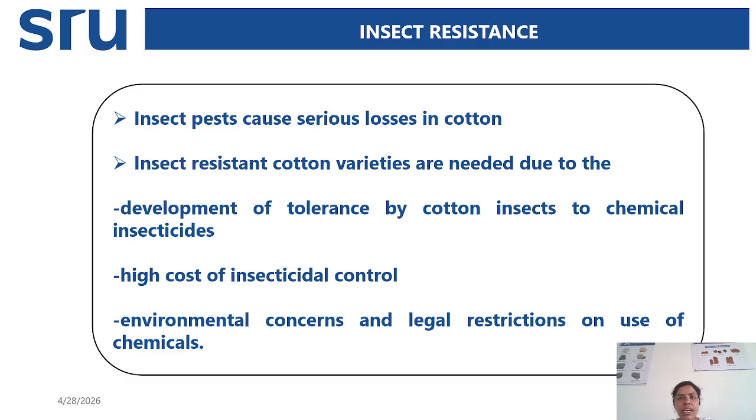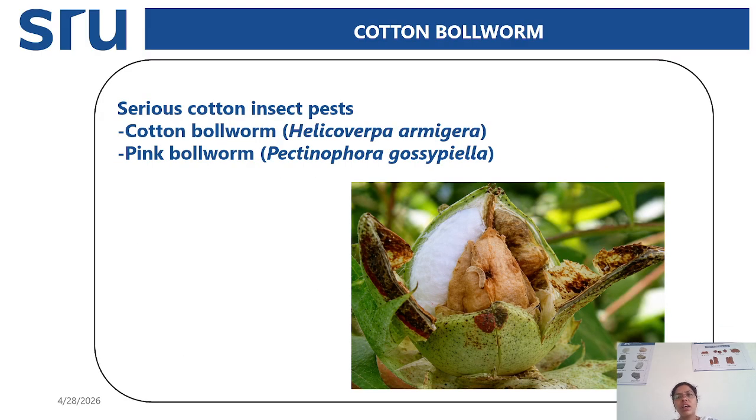So during that time, they developed BT cotton. These are the two major insect pests present in cotton, the cotton bollworms. We have three different types of bollworms. Of these, two are severe: the American bollworm, Helicoverpa armigera, and the pink bollworm, Pectinophora gossypiella. They directly enter the boll and affect the lint.